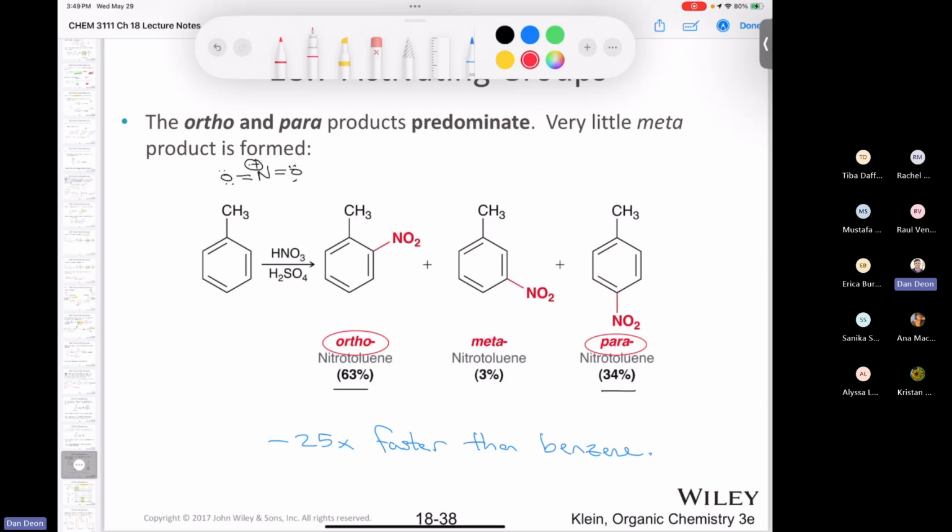Now, in terms of the speed, why is it that it's so much faster than benzene? The reason why this reaction is faster is, again, because the methyl group is electron donating, so that makes the aromatic ring more nucleophilic. The pi electrons in the ring are more available for nucleophilic attack.